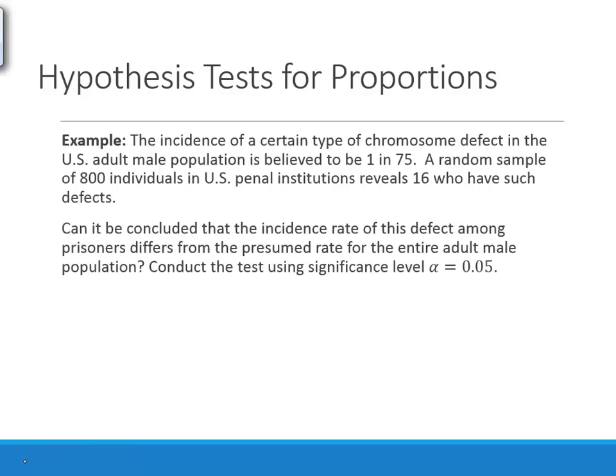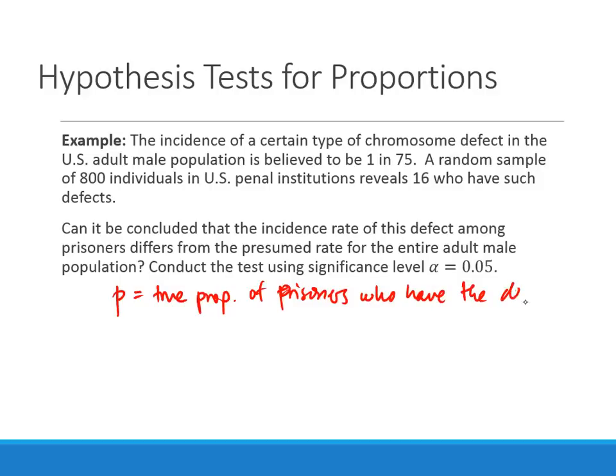Okay. So we want to figure out what we want to test here and write down our hypotheses. Let's set up the notation: p is equal to the true proportion of prisoners who have the defect. And then I want to test some hypotheses, both of them involving this parameter p. You can remember the alternative hypothesis always contains our question of interest, so let's figure out what that is. We can then fill in the null hypothesis.